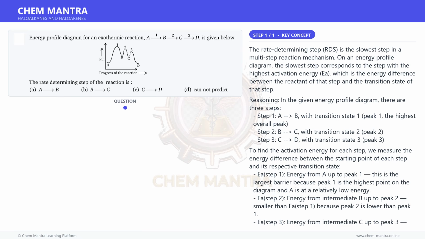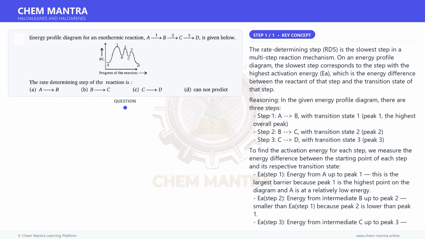To find the activation energy for each step, we measure the energy difference between the starting point of each step and its respective transition state. Here, step 1: energy from A up to peak 1. This is the largest barrier because peak 1 is the highest point on the diagram and A is at a relatively low energy.